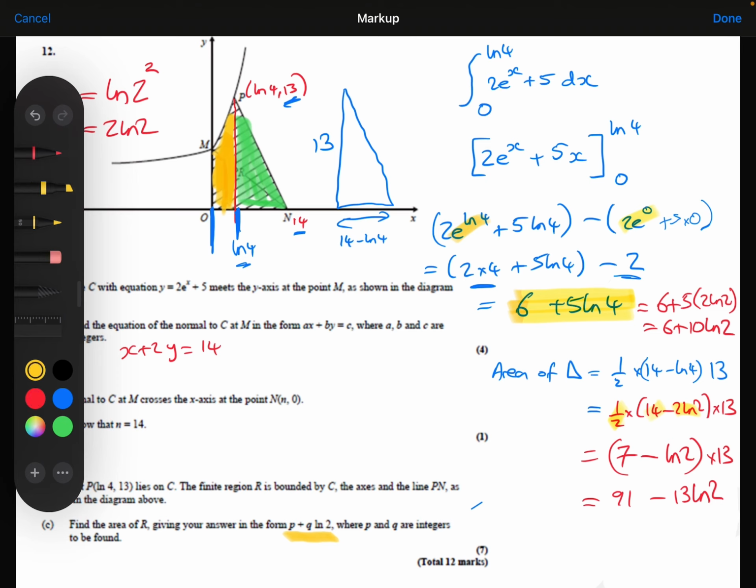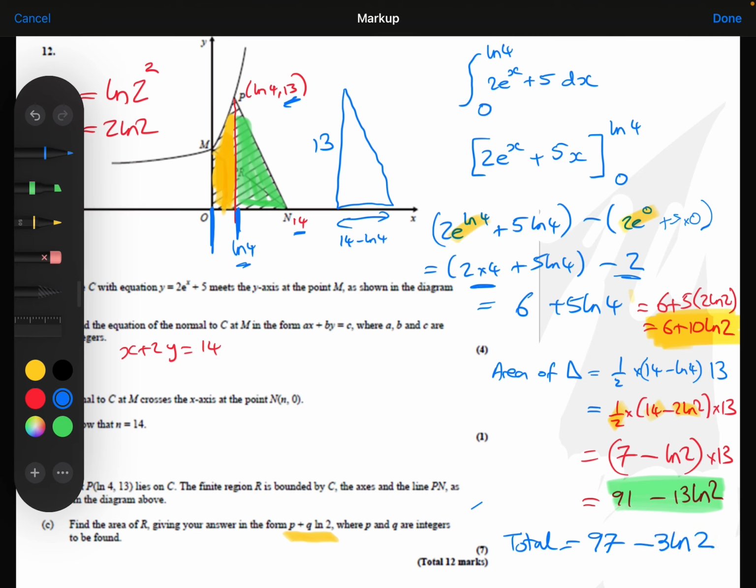So we have the yellow shaded area in terms of ln 2, that's that one there, and then we have the green shaded area, the area of the triangle there, in terms of ln 2. So total area, adding those two things together, the 6 plus the 91 is 97. The 10 ln 2 minus the 13 ln 2 is minus 3 ln 2. And this is my final answer.